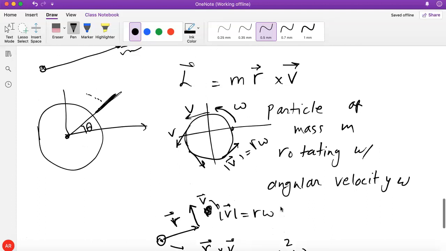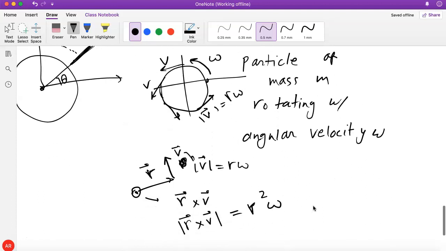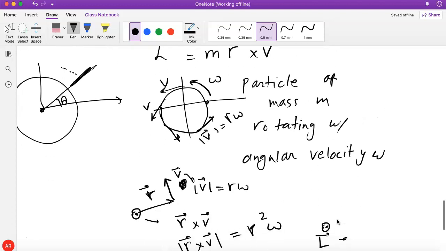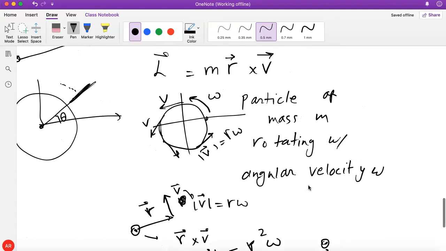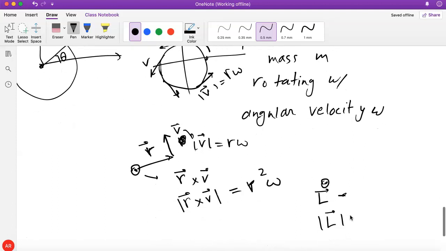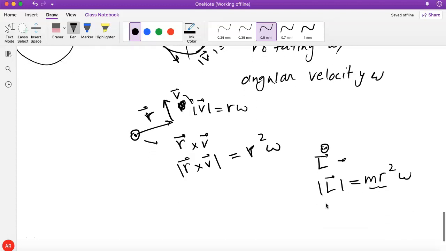Now for the case of perfect rotation, the angular velocity vector is coming out of the plane, and the angular momentum has a length that is just mass times that. L is m times r cross v. So the length is m r squared times omega. And this is the moment of inertia of a point particle, right?